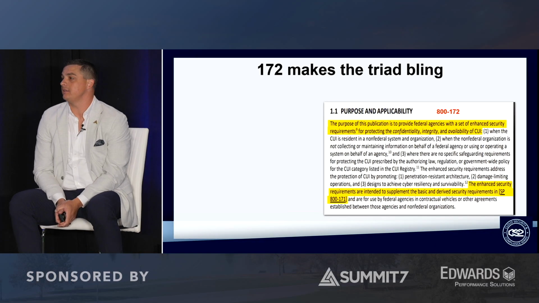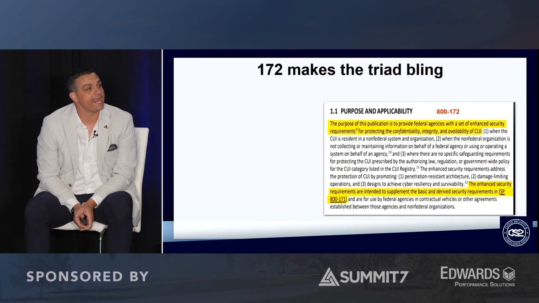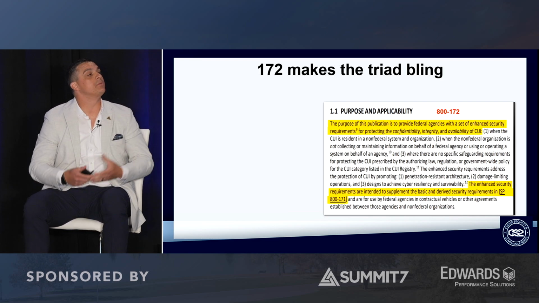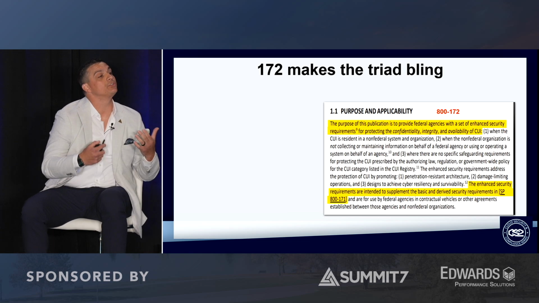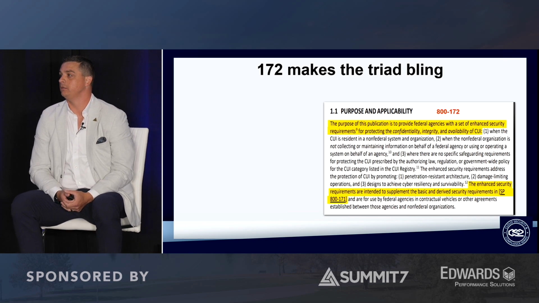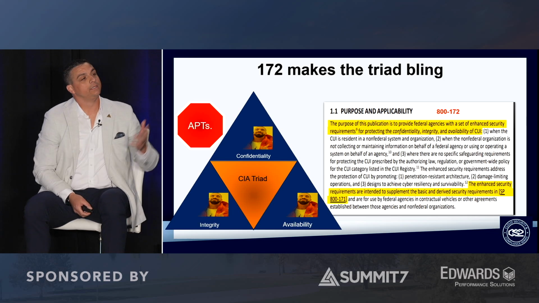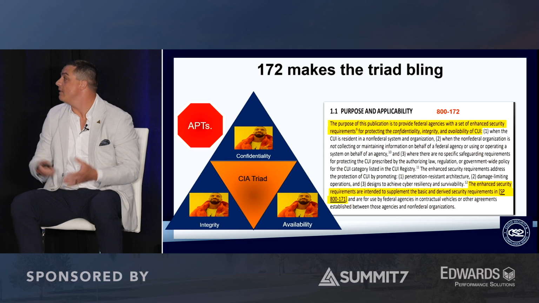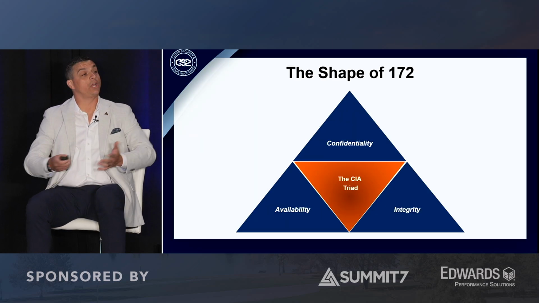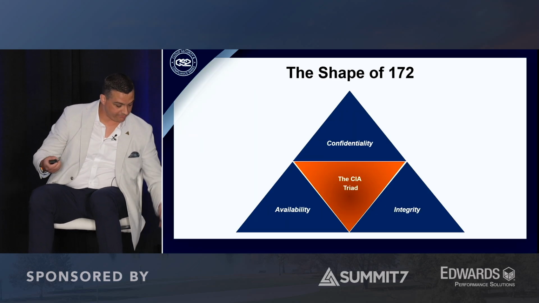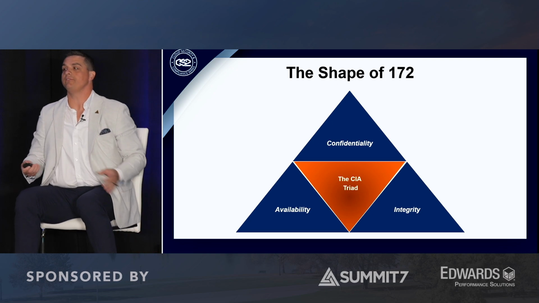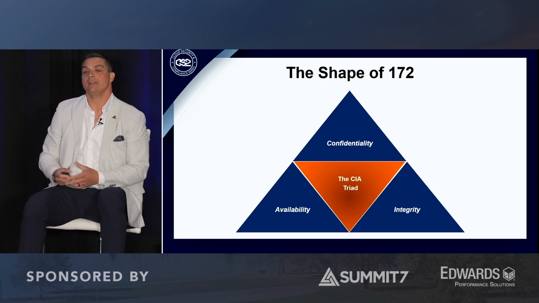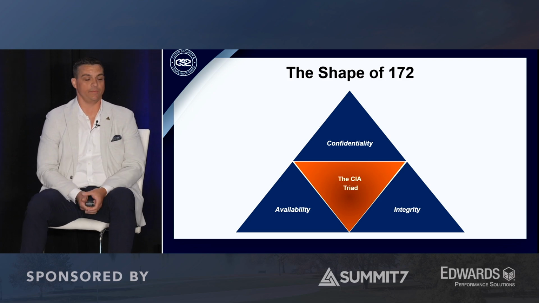Anyways, the plan from NIST was to give you 172 and to inject confidentiality, integrity, and availability into the cybersecurity program and to provide supplemental guidance to the basic and derived security controls of 171. Put all that together, and you have measures to stop APTs. That was the purpose of it. So, in order to understand how beneficial 172 can be for you, you have to understand the shape of 172, right? The benefits that are in the underlying document itself.